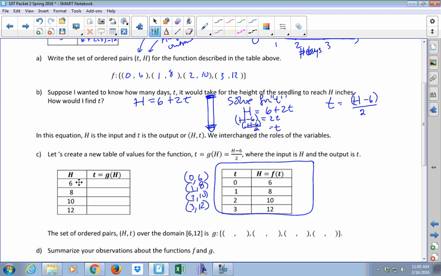So when the height of the seedling was 6 inches, I know from looking at my graph from above that I should say that what happened on the very first day, but let me just make sure my mathematics support that. There we go. Right. It was 6 inches tall on day 0 when I started to record these measurements. What do you think I would get for when the height is 8 inches? 1, right? 8, 1, 2, and 3, right?